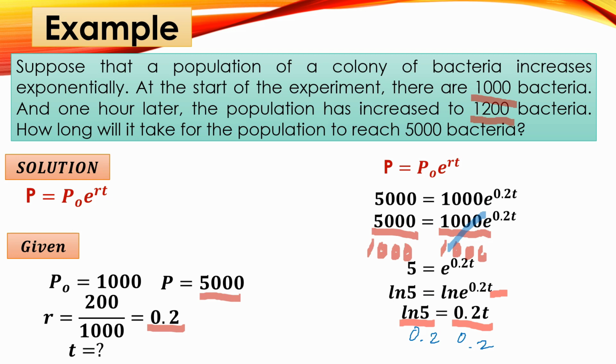So, mangyayari is cancel. So, ang matitira na lang is t is equal to ln 5, or the natural logarithm of 5, over 0.2. Kapag inano natin siya sa calculator, that will be 8.047. So, ibig sabihin, after ng 8.047 hours, marireach na yung 5,000 bacteria.